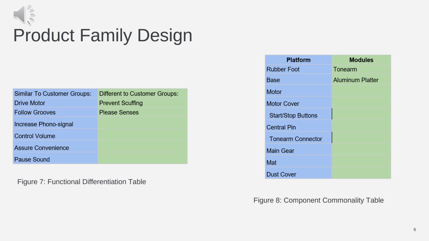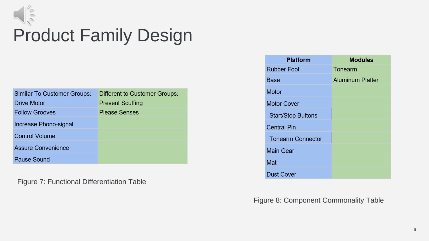Now we will be discussing the product family design. The functional differentiation table was created in regards to our FAST diagram and the two customer groups that we established earlier. The two functions that were different in the customer groups were prevent scuffing and please senses. This is because the second customer group is much more focused on quality and lifetime span of the product, while the first customer group is much more focused on convenience.